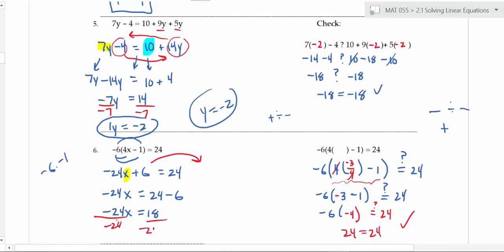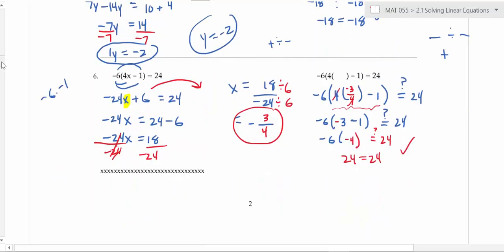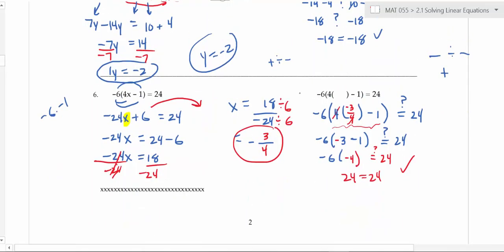And then when I do that, that gives you 1x, and then you can reduce the fraction. So you have x equals 18 over negative 24. That's a negative answer. And then when you reduce the fraction, you can divide both sides by 6 to get 3 over 4, like that. Okay? All right, a couple of things I do want to mention on this.